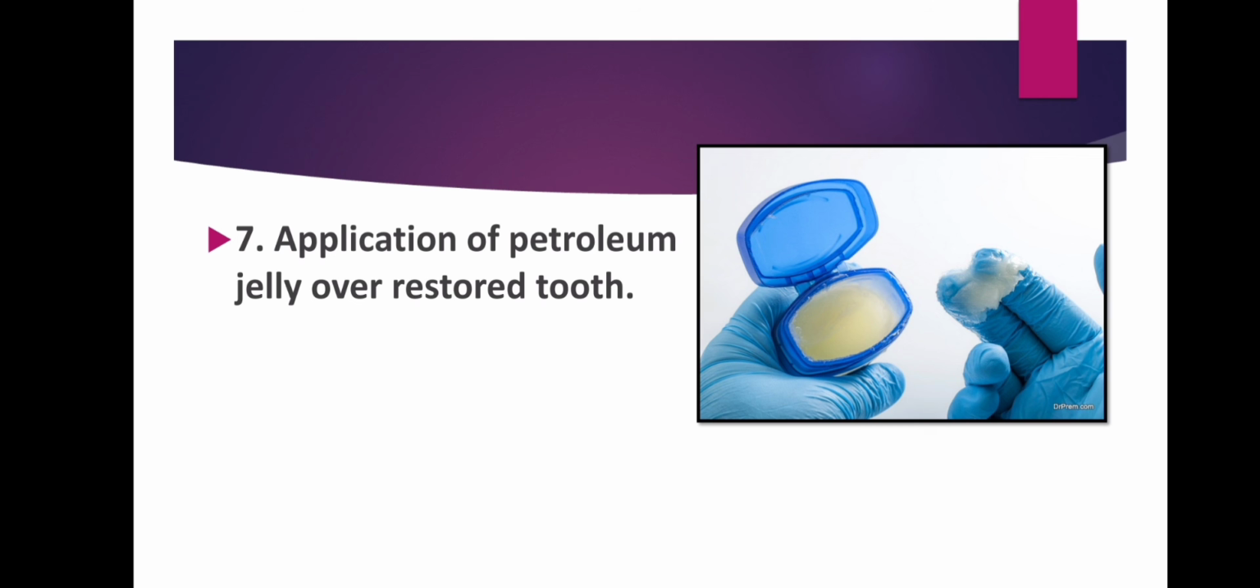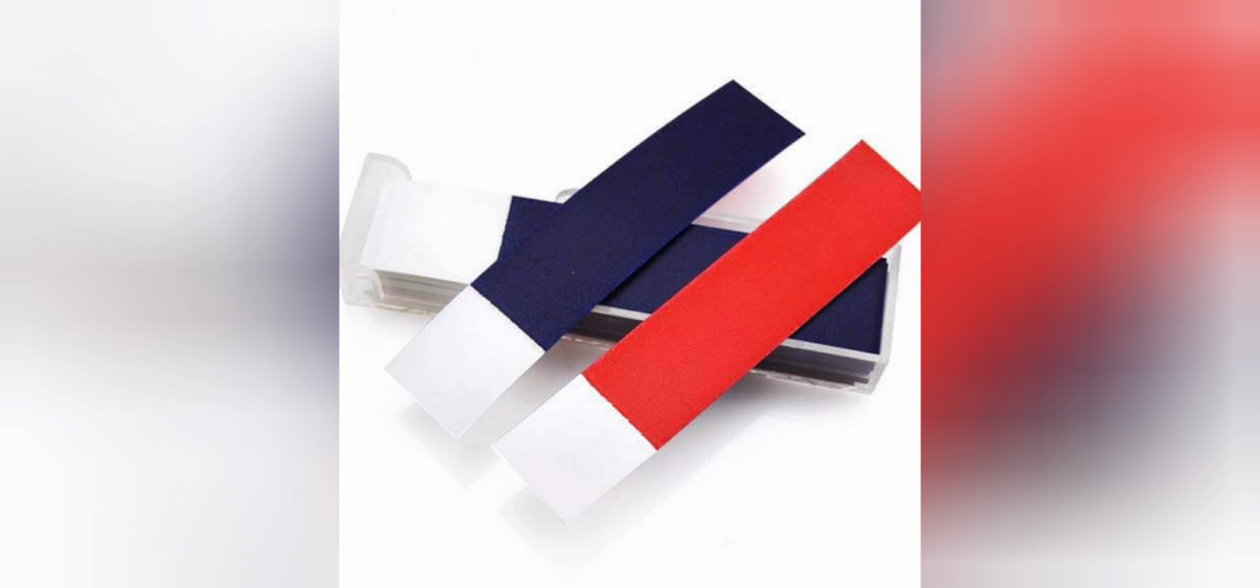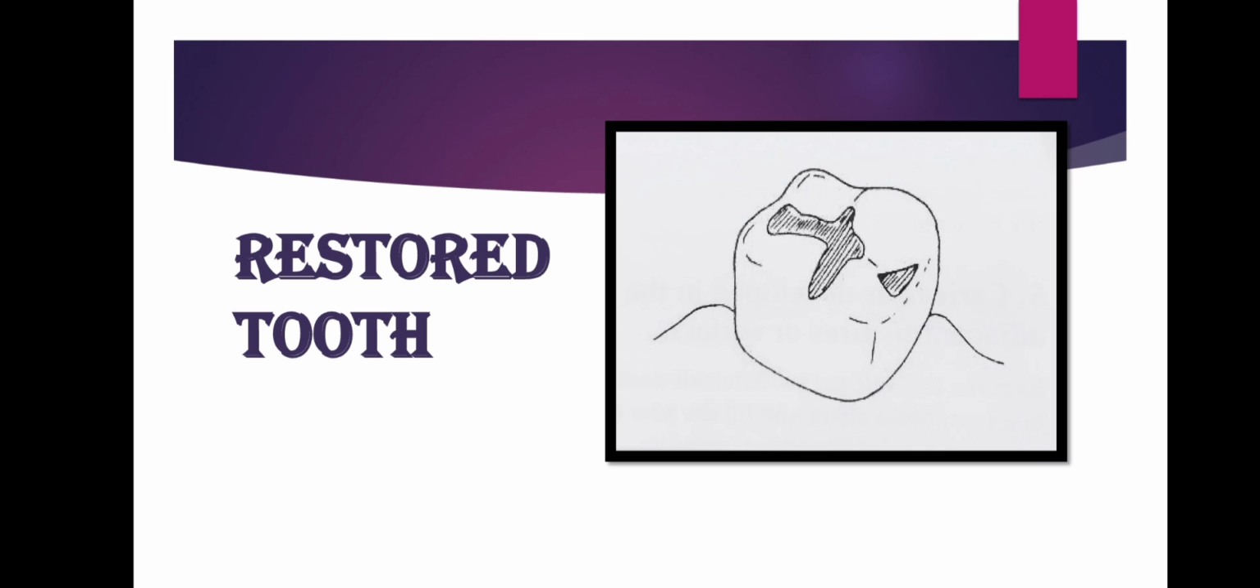Now check for the bite. Place a piece of blue or red articulating paper on the restored tooth. Ask the patient to bite and move the teeth from side to side. Check for high points and do the necessary correction. Now the tooth is restored.